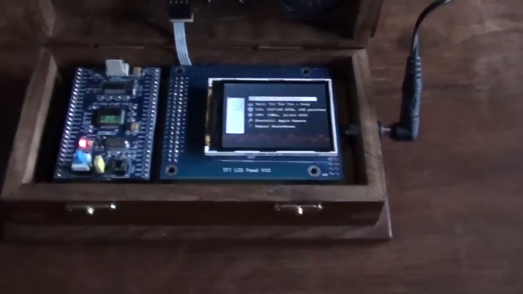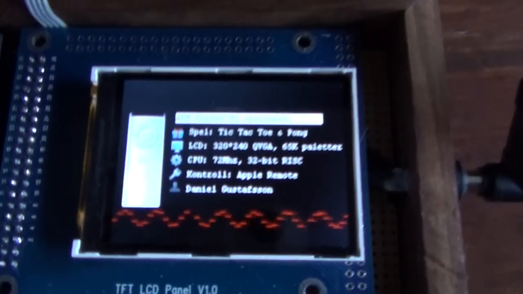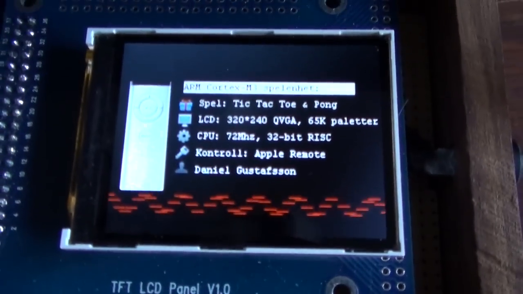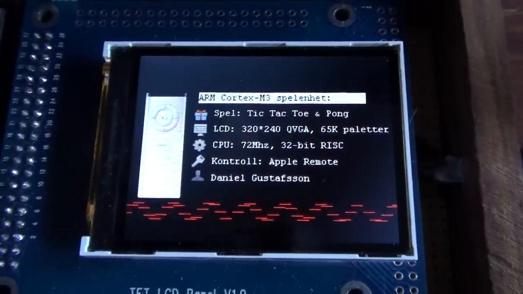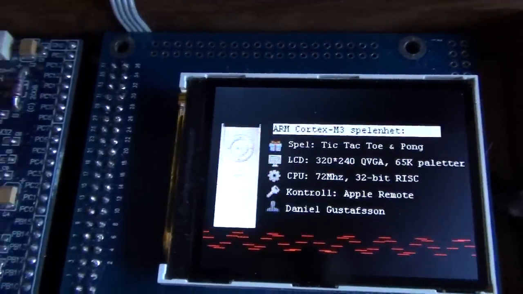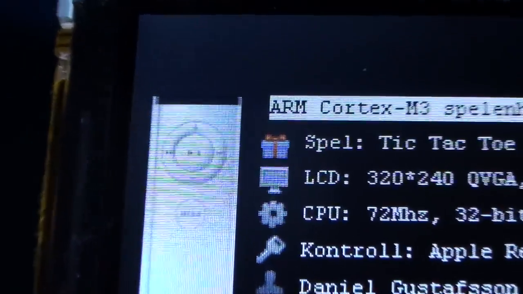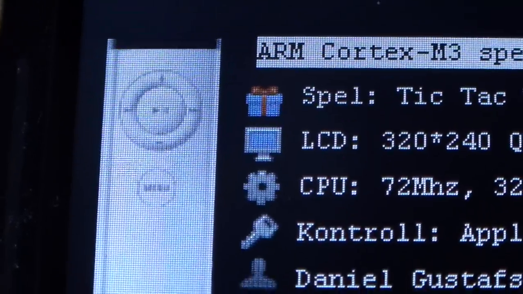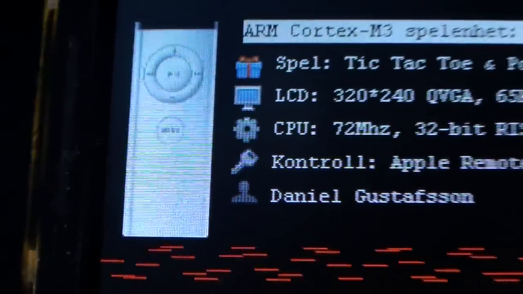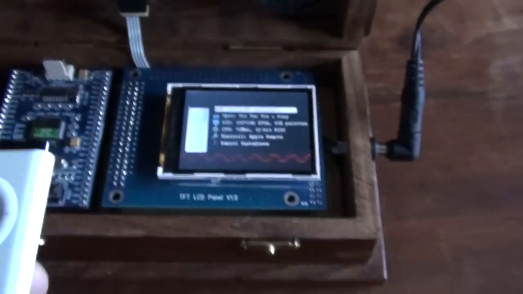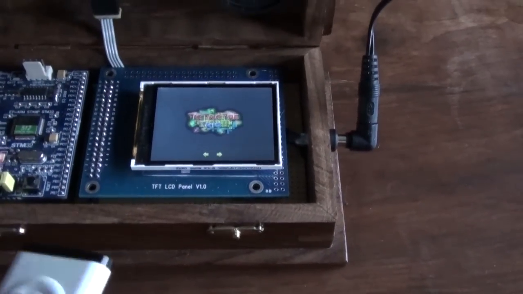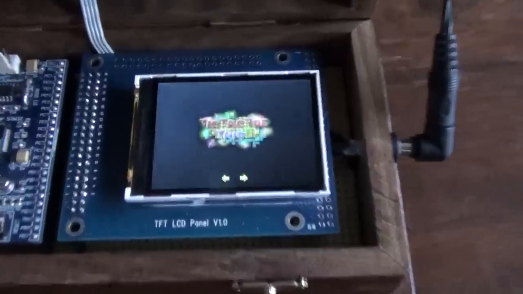Like that, now you will hear the music. A small start screen to show off the system specification. Here are the icons. So let's go to the menu. This is tic-tac-toe.